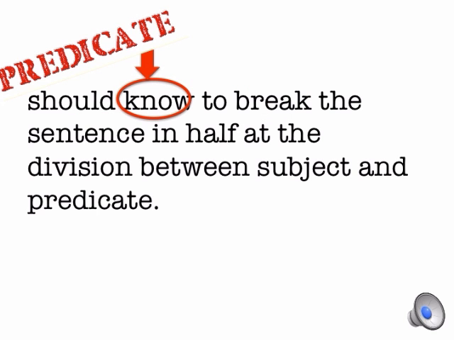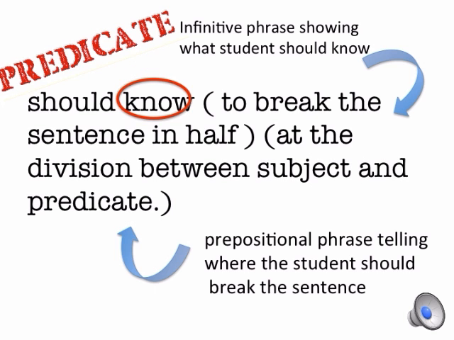The predicate is this whole long phrase, should know how to break the sentence in half at the division between subject and predicate. The simple predicate is the verb know. The rest of the predicate is made up of phrases. An infinitive phrase showing what a student should know, a prepositional phrase telling where the student should break the sentence. All these phrases apply to the word know, so they are part of the predicate.